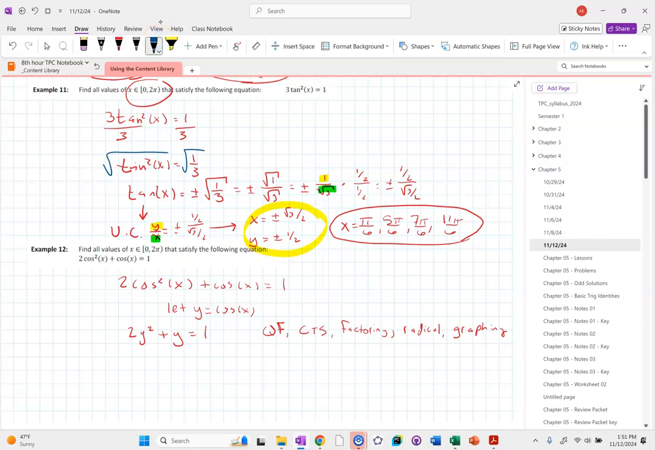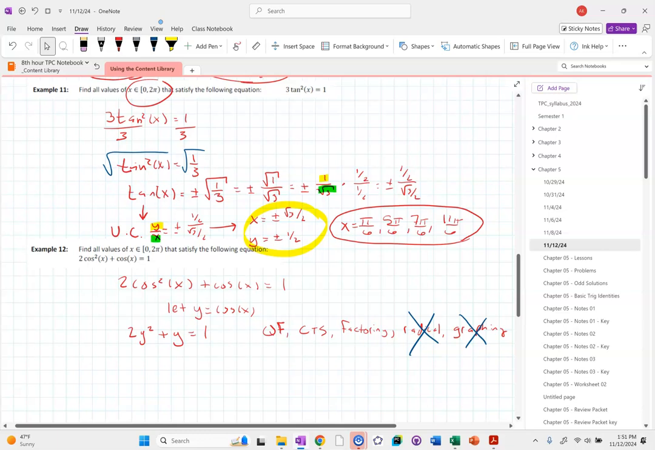So of these, which ones are the most, well, let's look at the ones we can't use, right? If I have a linear term with my quadratic, radicals are out. Can't do that. Which one is the most tedious? If you don't have a graphing calculator, that's certainly not a whole lot of fun. Algebraically, which one's the most tedious?